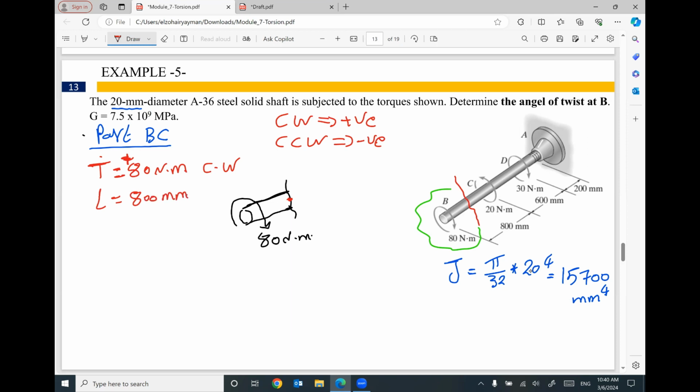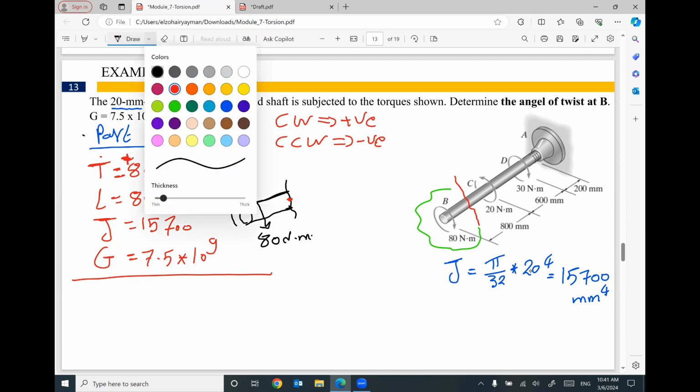Does that make sense? So I am done with part BC. I have the torque, I have the length, I have the value of J, 15,700, and I know the value of G, which is 7.5 times 10 to the power 9. So I have everything related to part BC.